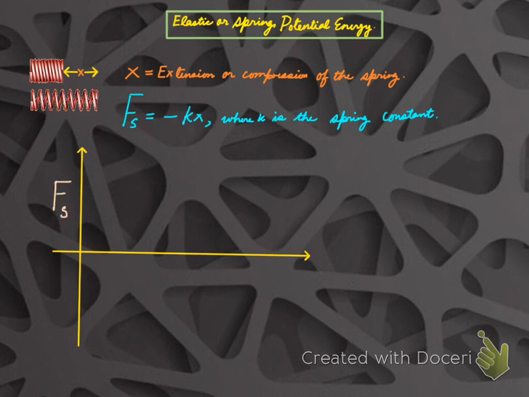So we draw a spring force versus spring extension graph. Now, as you can see, this graph should be a straight line with a slope of k. There we go. And so the force, as you can see, increases as the extension increases.